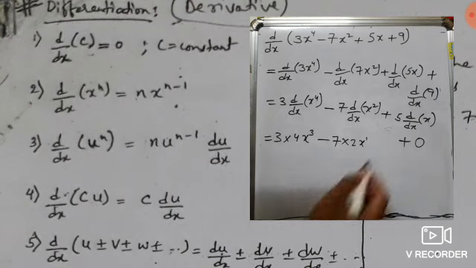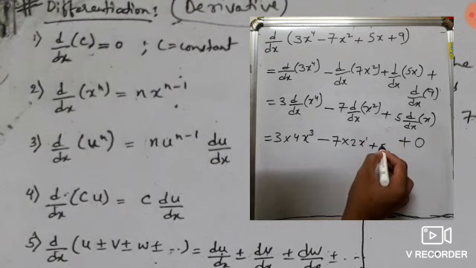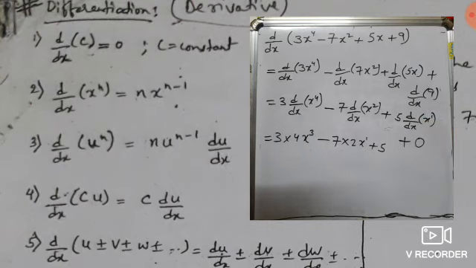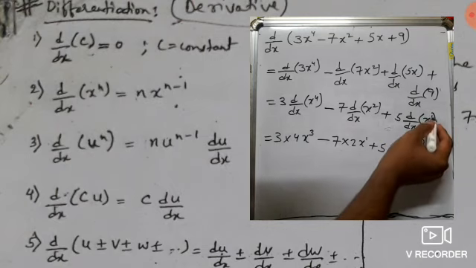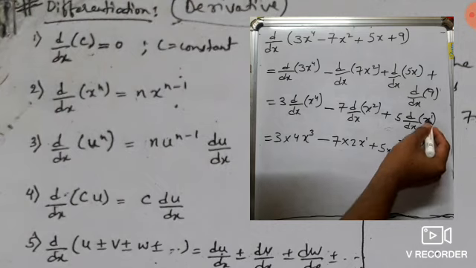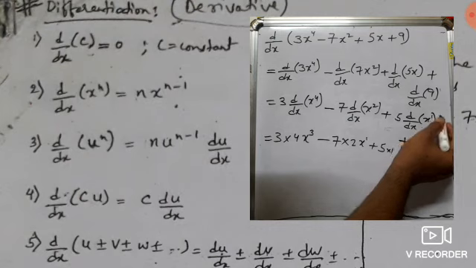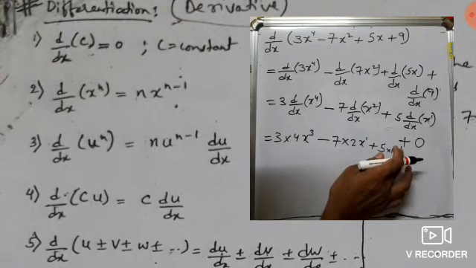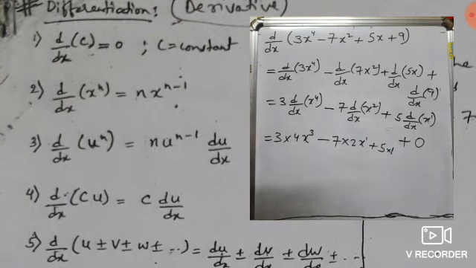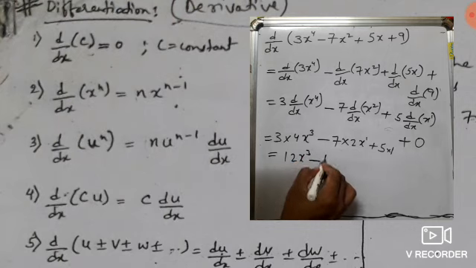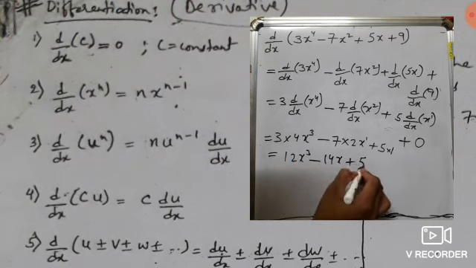Now we can see this 5: it is d/dx of x, and nothing is written, which means the power is 1. So d/dx of x to the power 1: 1 will come in front, and it will be x to the power 1 minus 1, which means 0. So it will remain as 1 only. So the value will become 12x cube minus 14x plus 5.